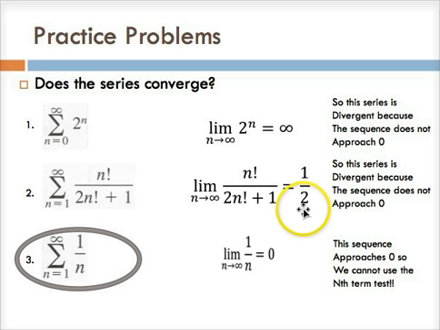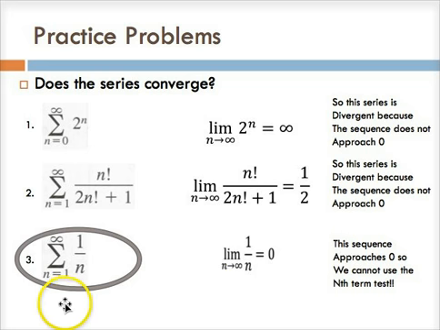So since the limit is 1/2 and not 0, we can say that this series is divergent. Therefore, the sequence, I said that backwards, the sequence does not approach 0, so the series is divergent.